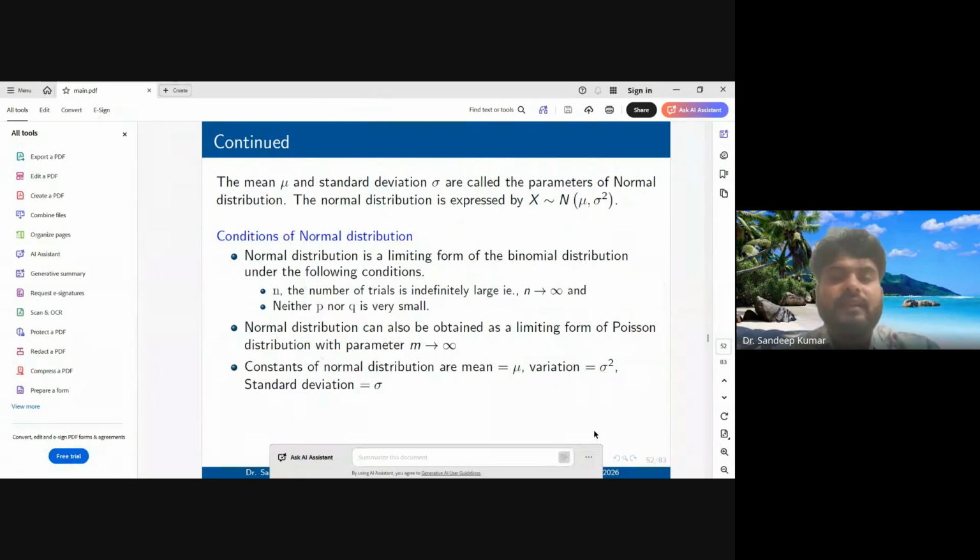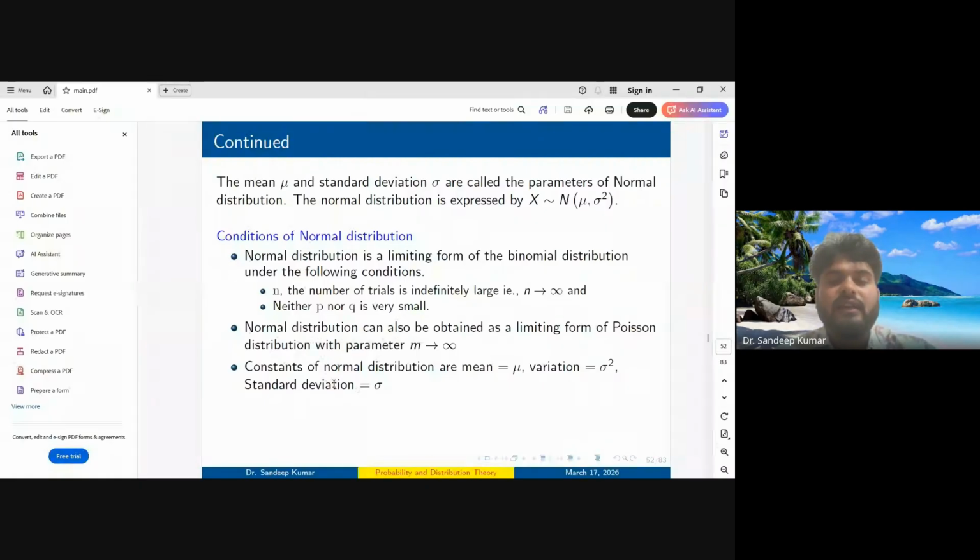The mean mu and standard deviation sigma are called the parameters of the normal distribution. The normal distribution is written as N(mu, sigma squared), where sigma squared is the variance. Condition for the normal distribution: the normal distribution is a limiting form of the binomial distribution under the following condition. If n, the number of trials, is indefinitely large and tends to infinity, and neither p nor q is very small.